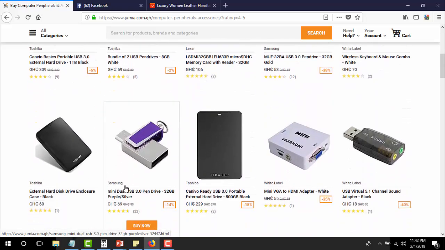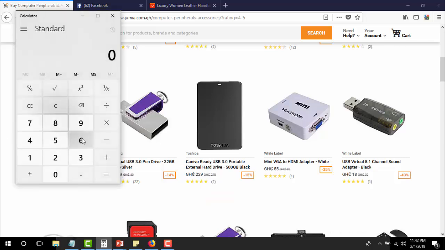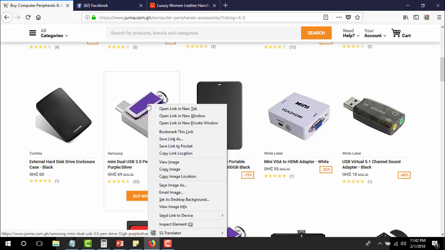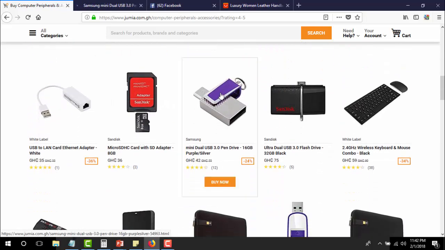You can see the OTG pen drive I did talk about. That is it here. That is 69 cedis over here. The current rate is 4.7 by the forwarding company. So that is 14, almost $15. So if we use this as a case study, we can see how much we can get these OTGs.